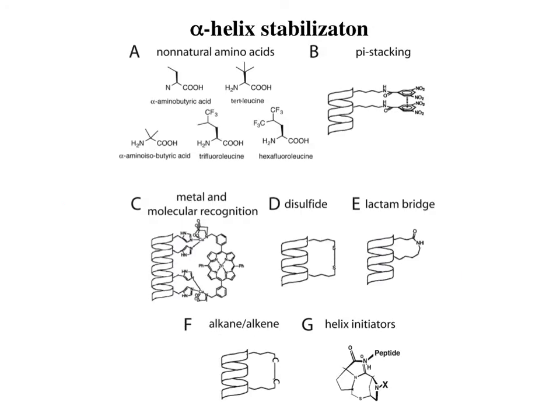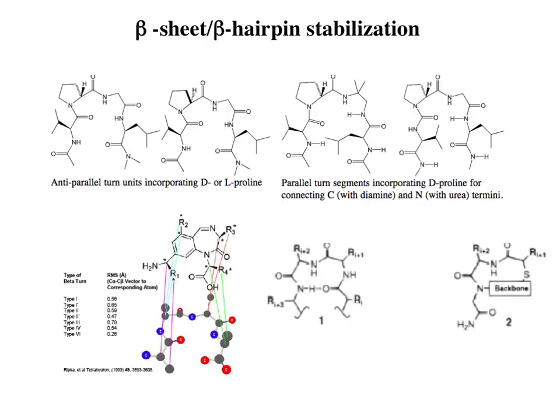So cyclization or stabilization becomes an important feature for making these short peptide helices. So you can use non-natural amino acids, pi stacking. Here's metal molecular recognition, disulfide bonds, lactam bridges, carbon-carbon bonds, and then helix initiator examples. There are also beta sheet and beta hairpin stabilizers.